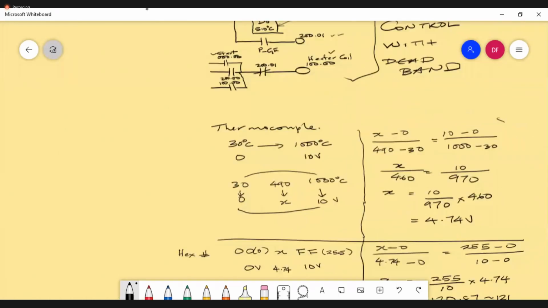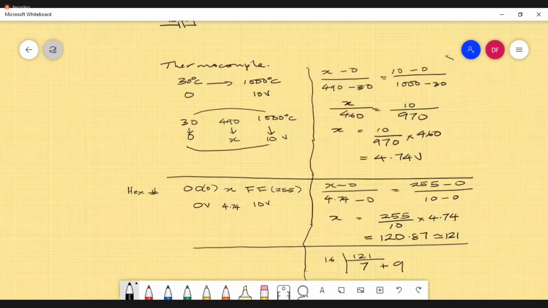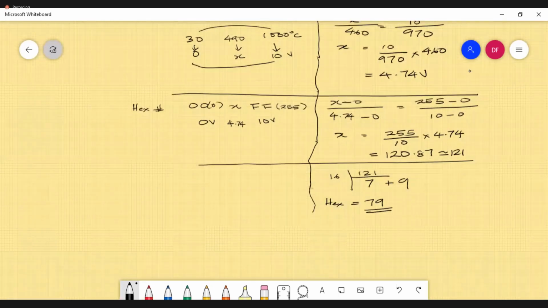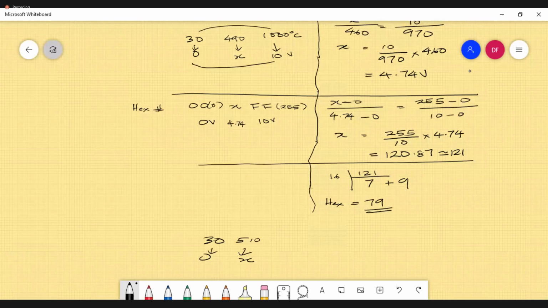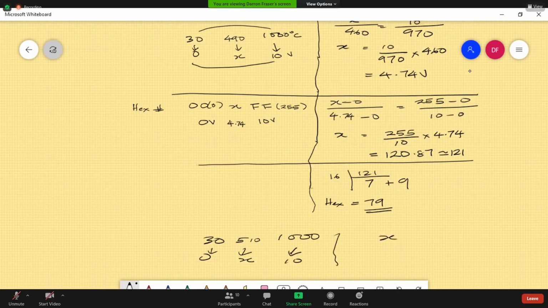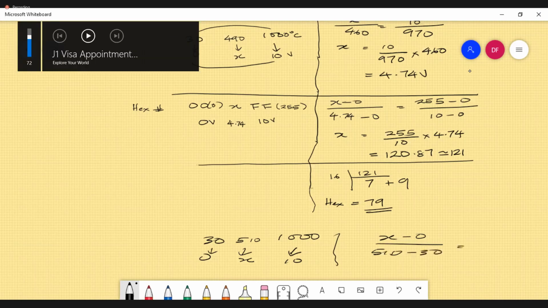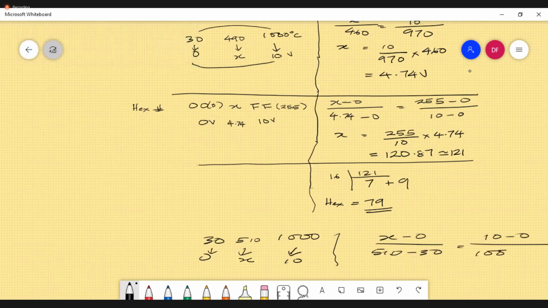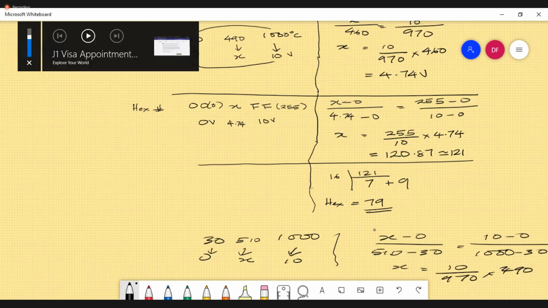And the same thing now we have to do for 510, so we go back through the same process. 30 is 0, 510 is x, and 1,000 is 10 volts. So x minus 0 over 510 minus 30 is equal to 10 minus 0 over 1,000 minus 30. So x is equal to 10 over 970 times 510 minus 30, which is 480.